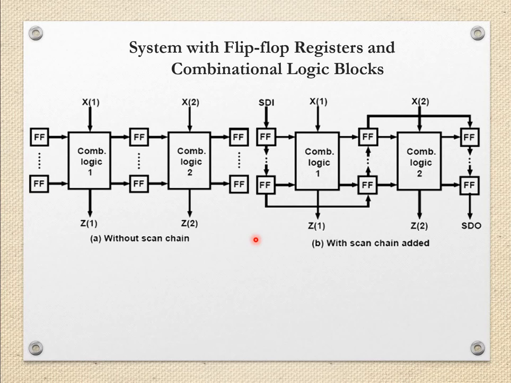Only the flip-flops in the circuit are interconnected, and they form one chain. There is one additional input that we can see, that is SDI, scan data in or scan data input. This SDI is applied to the first flip-flop in the chain. The remaining flip-flops are interconnected: flip-flop 1 output acts as an input to flip-flop 2, and through the chain of flip-flops the data will run like this.